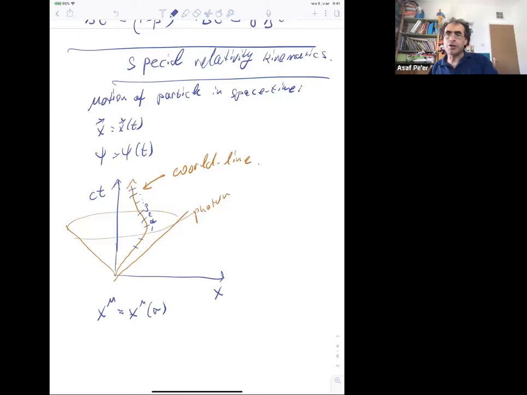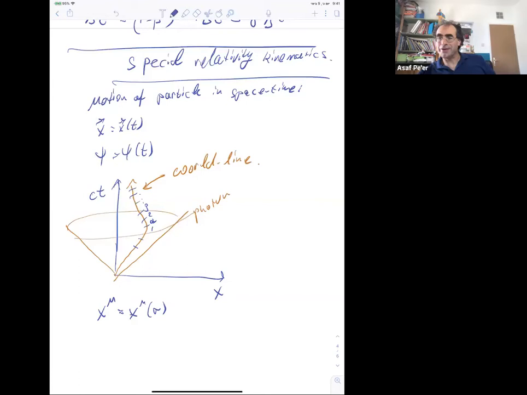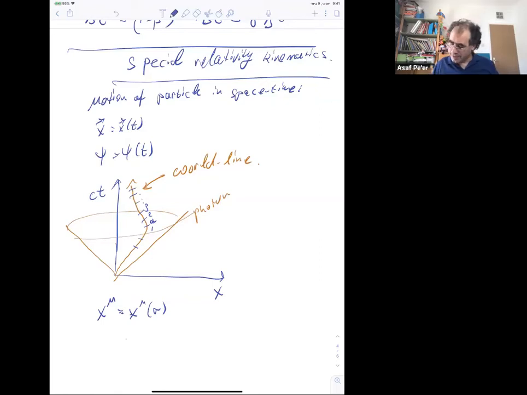But what would be the most natural parameter to choose? The interval? Yeah, and very close to that. Proper time? The proper time, of course. So normally what I write down is x mu of tau.